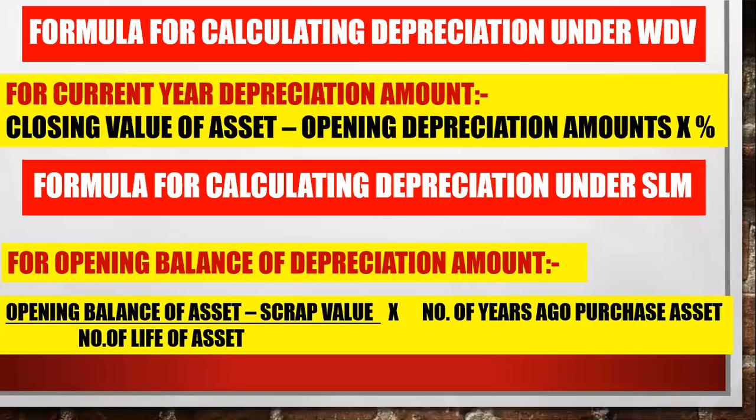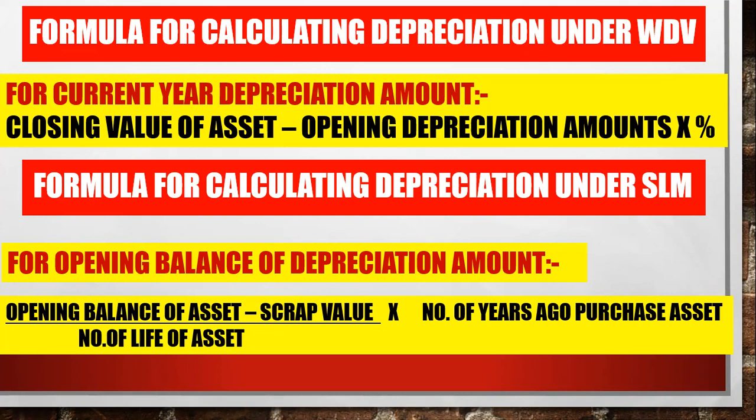This is the formula for calculating depreciation under the WDV method. If you want to know the current year depreciation, the formula is closing balance of asset minus opening depreciation. Whatever amount comes, multiply with the percentage. The percentage will be given in the question. Under the WDV method, the opening balance of depreciation is always given in the question.